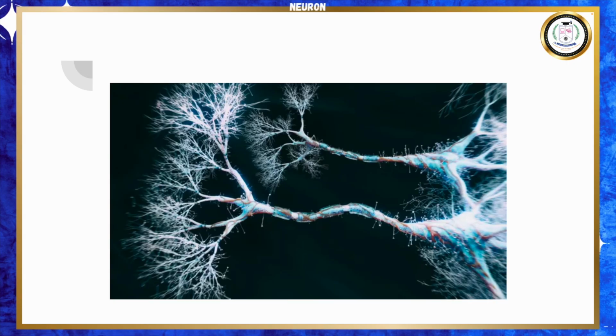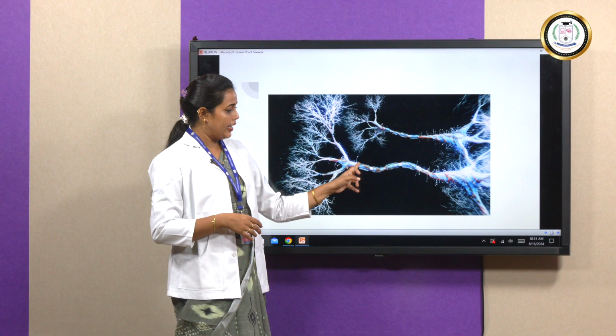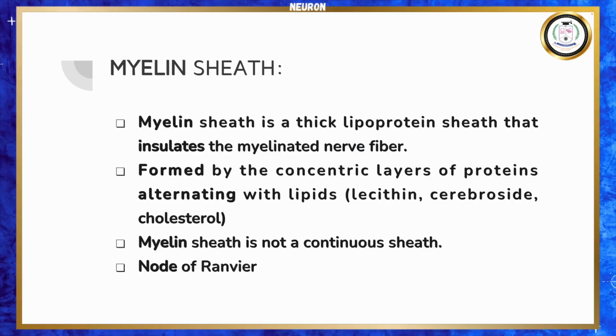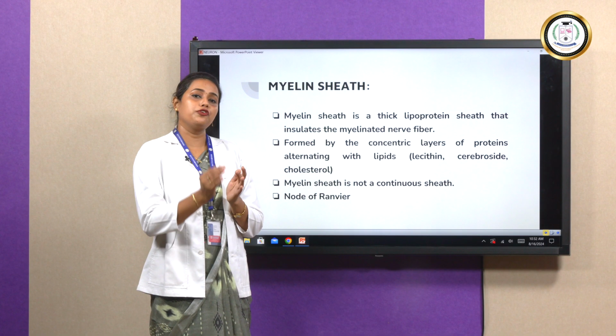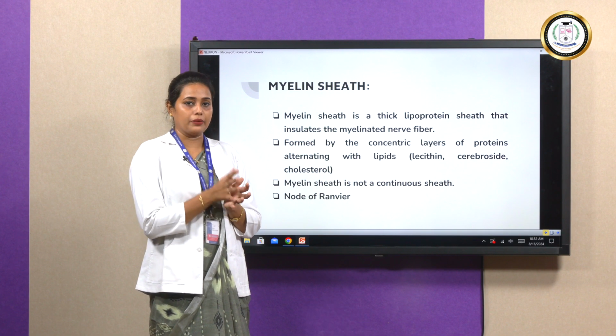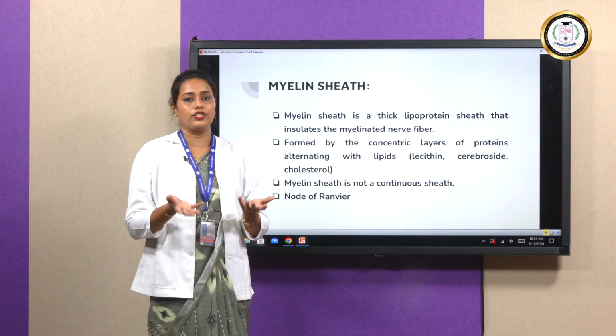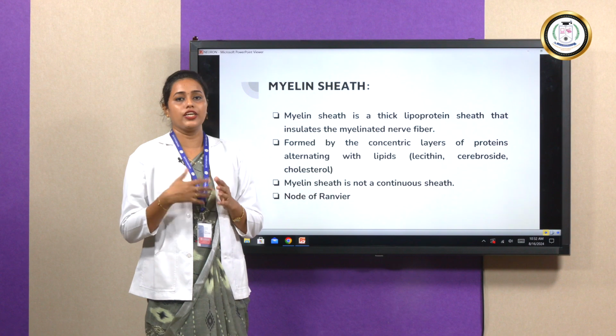Here you can see the axon which is connected to the axon terminal and which is covered by a layer of sheath called the myelin sheath. Now let's get started with the myelin sheath. A myelin sheath is a thick lipoprotein layer that insulates a myelinated nerve fiber. If a fiber is myelinated, it will possess a myelin sheath. If a fiber is non-myelinated, it will not have a myelin sheath insulating it.